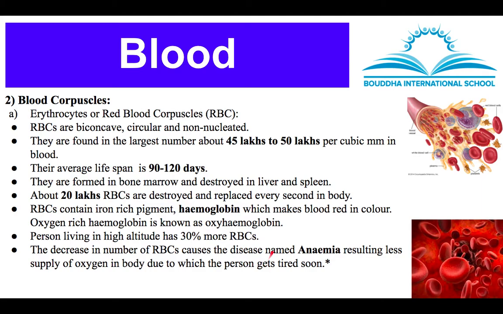So this question is important for you. A question may come, what is anemia? Or a question may be asked, how is anemia caused? Then your answer is, anemia is the disease which is caused due to less number of RBC in the blood. And what will be the symptom? The person gets tired soon. Why? Because there will be less supply of oxygen, and less supply of oxygen means there will be less production of energy, and that makes the person tired soon.